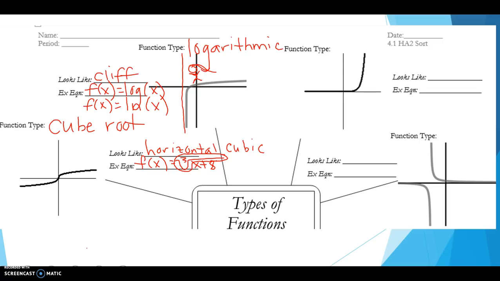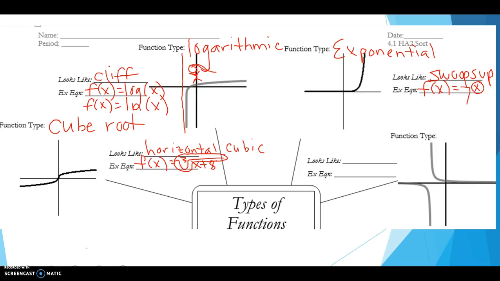So the next one is exponential. So exponential, I don't really have anything that I think it looks like. So this one usually just swoops up. So an example of equation, if something is an exponential, if you have any kind of number, doesn't matter, but it's raised to the x power. That's how you know that it's exponential.